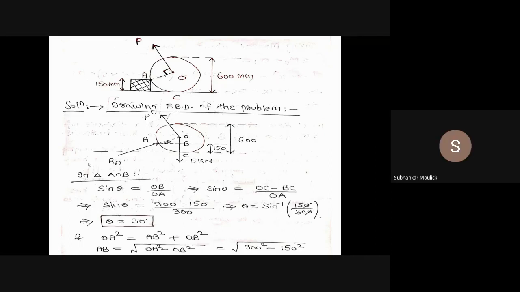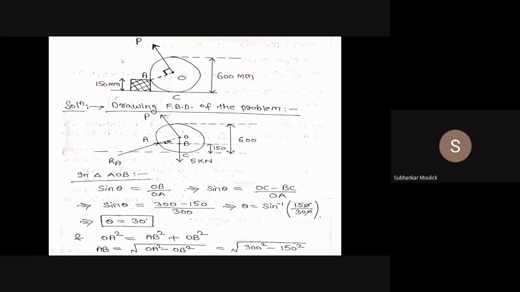Yes, sir. Okay, that means what should be the minimum value of this force P so that this cylinder should come over this point A of the block, that I need to find out. And secondly, what is the reaction force that this block is exerting on this wheel? That is RA, I need to find out.